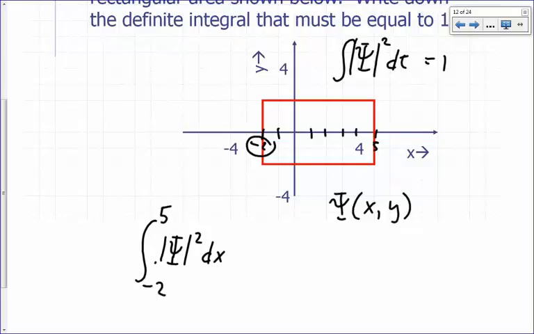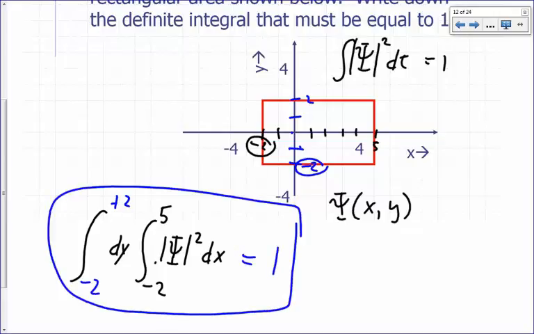And after you've done that integration, you integrate the result with respect to y. And integration for y would go from negative 2 to positive 2. And so we say that that integral must be equal to 1 if we insist that the particle is somewhere in that rectangle. Okay?